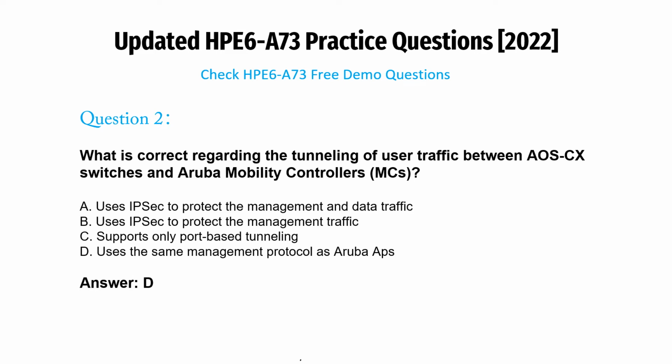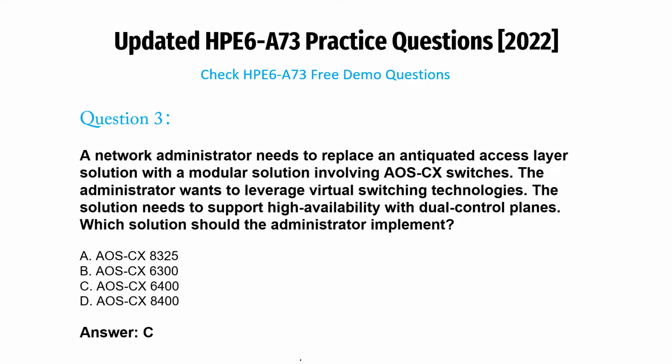Answer. D. Question 3. A network administrator needs to replace an antiquated access layer solution with a modular solution involving AOS-CX switches. The administrator wants to leverage virtual switching technologies. The solution needs to support high availability with dual control planes. Which solution should the administrator implement? A. AOS-CX 8325. B. AOS-CX 6300. C. AOS-CX 6400. D. AOS-CX 8400.